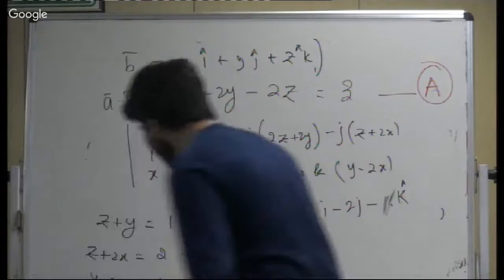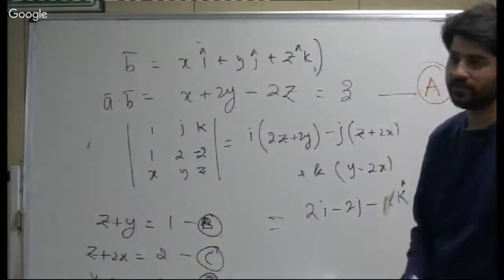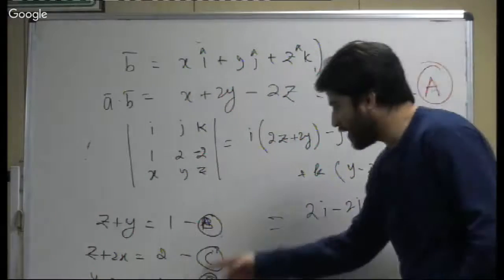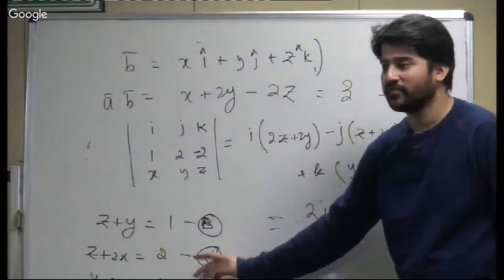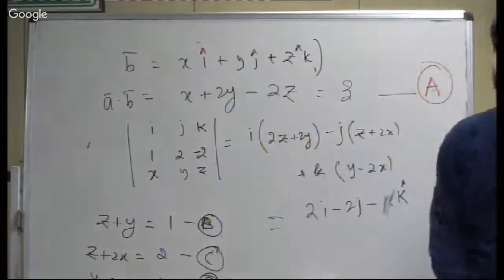Actually, D is not a new equation. Why? If you subtract B minus C, you will get D. So it looks like you have 4 equations, but actually you don't.